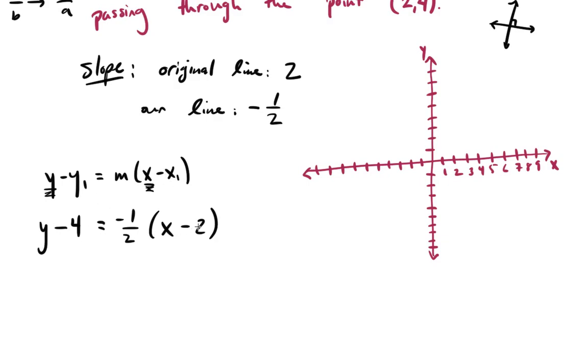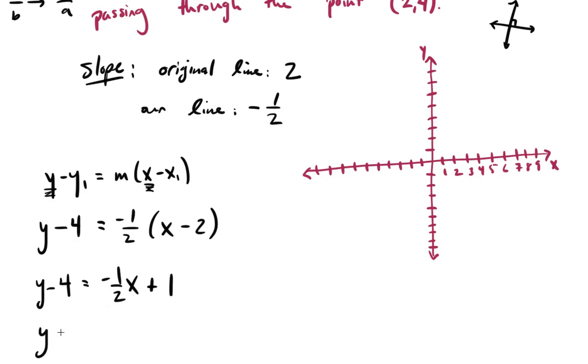Now this is the equation of the line in point-slope form, but in general we like to leave our final answers in slope-intercept form. So what that means is we need to solve this equation for y. So to do that, we're going to distribute this negative 1/2. So this is going to be negative 1/2 x and then plus 1, right? Negative 1/2 times negative 2 will give us a positive 1.